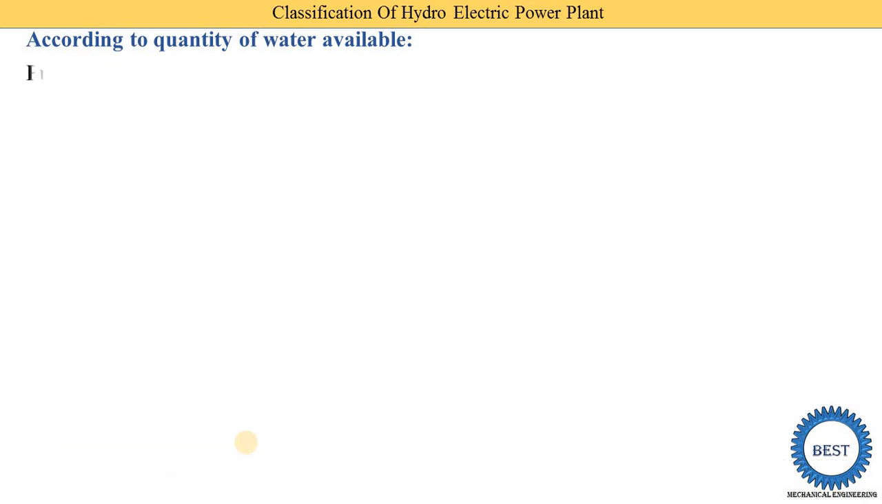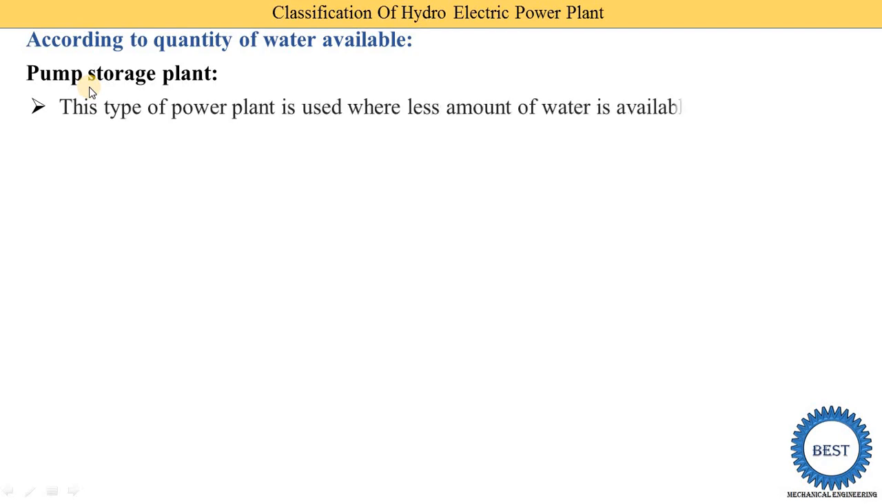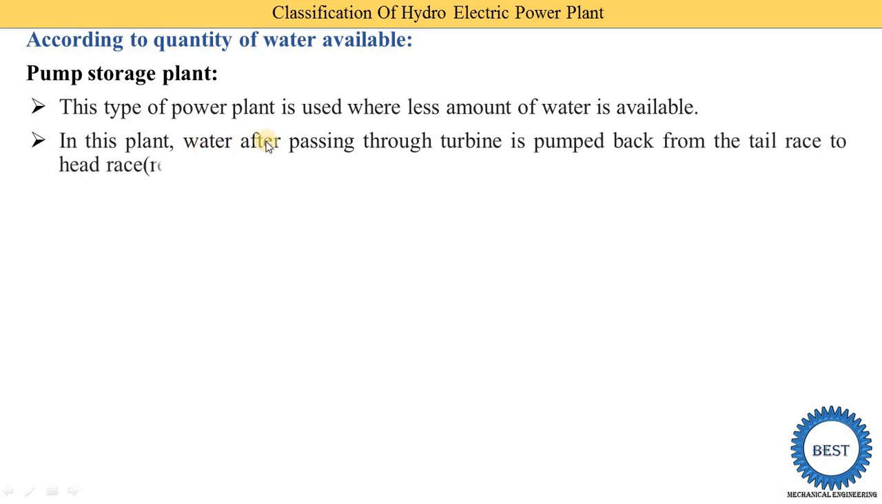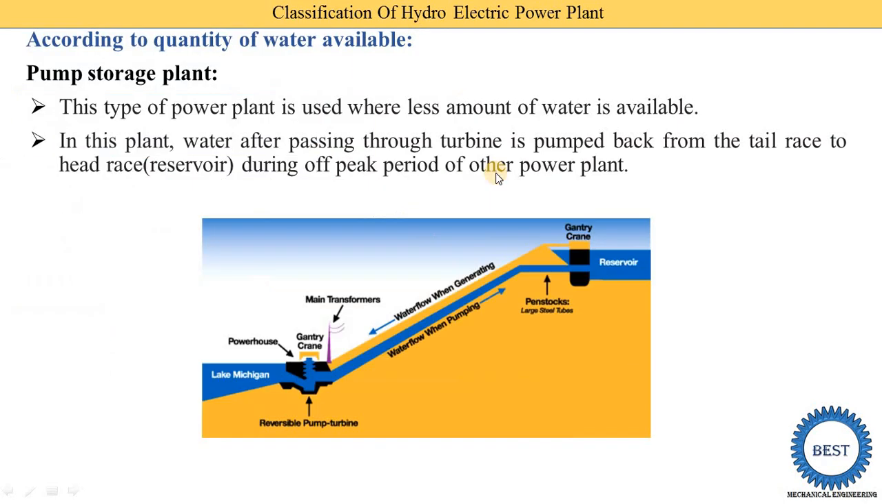Okay, now fourth is the pump storage plant. So from this word what we understand, the water is stored by using a pump. So this type of plant is used where a less amount of water is available, means pump storage plant is installed at which places? At the places where a less amount of water is available. In this plant, water after passing through the turbine is pumped back from the tail race to the head race during the off-peak hours of the other power plant.